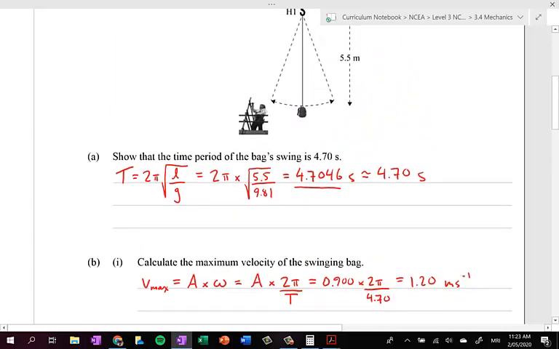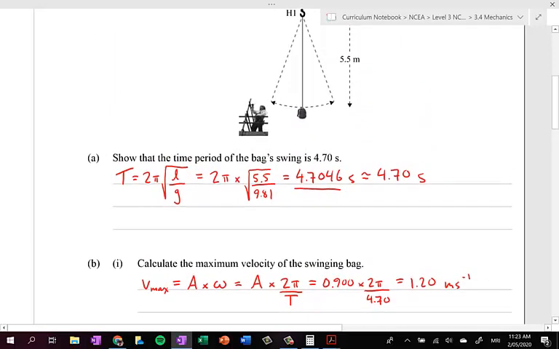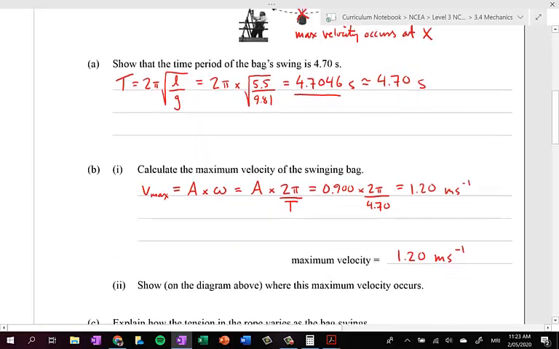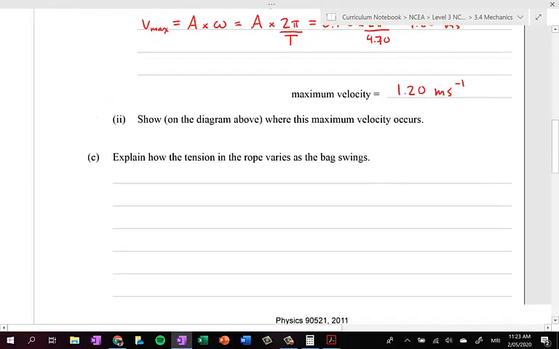Show on the diagram above where this maximum velocity occurs. Well, we know that maximum velocity occurs at the equilibrium position, so we'll put here max velocity occurs at x. Okay, and then we're asked to explain how the tension in the rope varies as the bag swings.